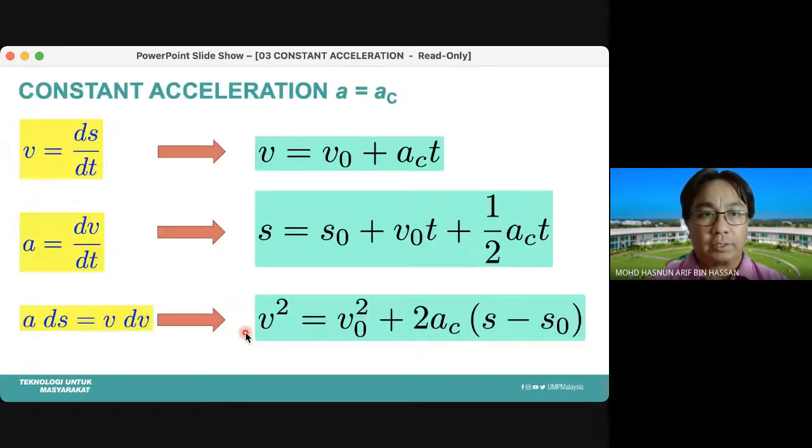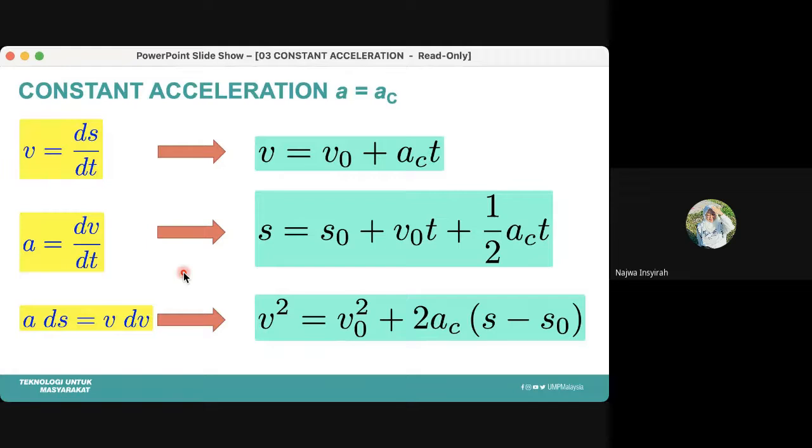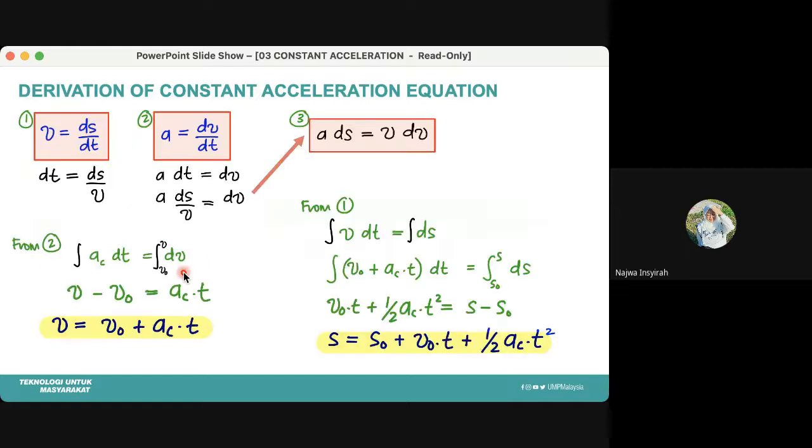Okay, answer the question, yes. In the second equation derivation, which one is correct? Sama ada s sama dengan s naught plus v naught t plus half a t square, ataupun half a t, sebab dekat dalam previous slide yang saya download daripada kalam tu dia tulis a t without t square. And saya nampak saya pakai equation tu without using the t square. So, which one is correct?